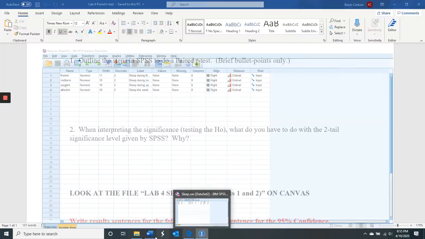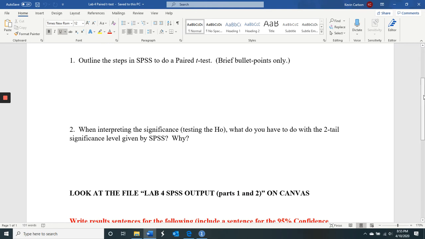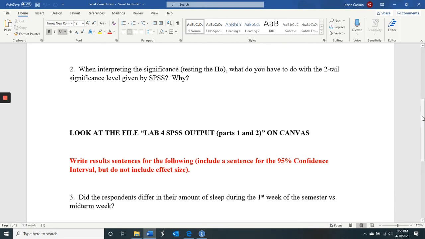And then let's go ahead and look at the rest of the lab. So this number 2 should be the same answers you gave in the independent t-test lab, lab number 3. With the t-test, unfortunately, they give us a two-tailed significance. We don't have an option of one-tailed. And so when you have a two-tailed significance and you have a prediction, let's just say that you made a prediction of which time people slept more, whether it was the first week of the semester versus midterm, which one was higher in terms of sleep.